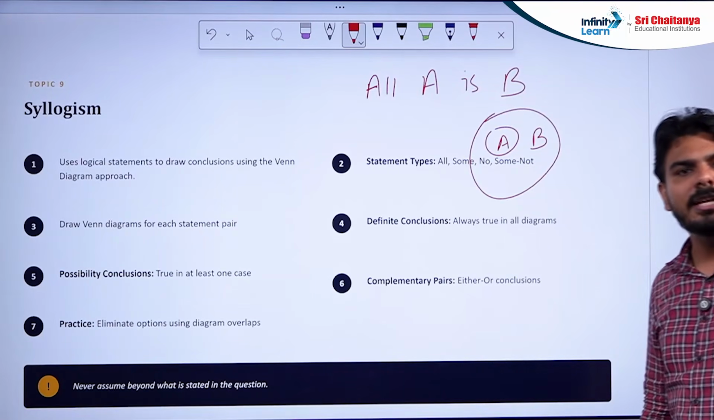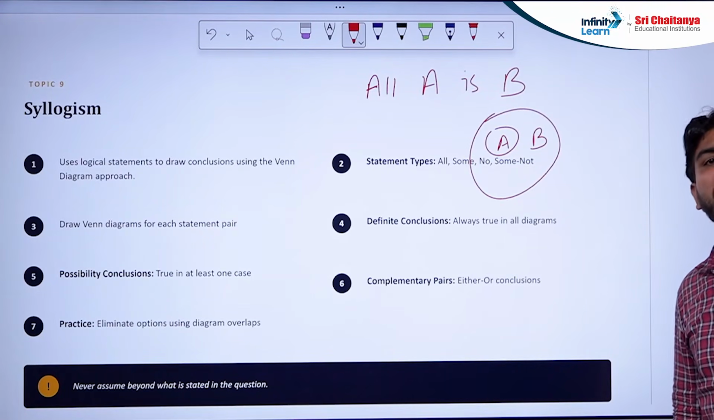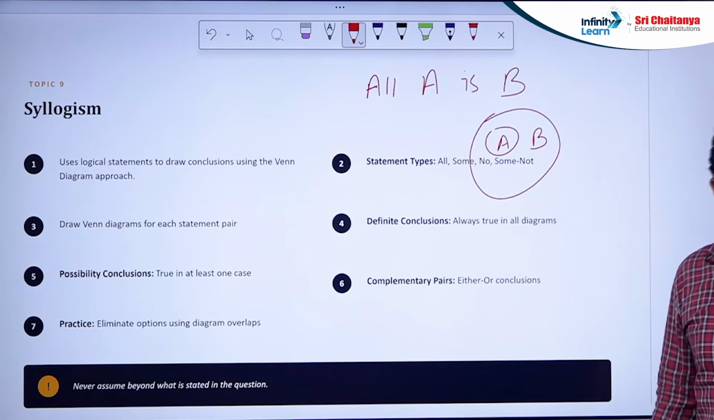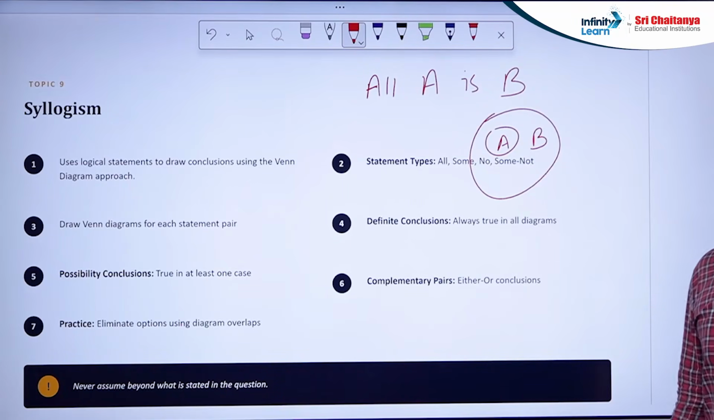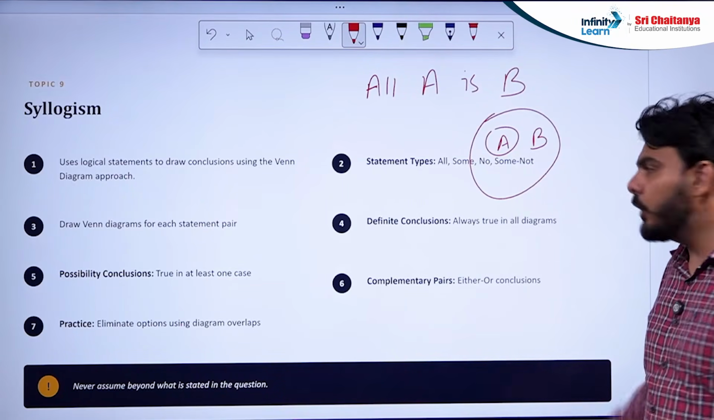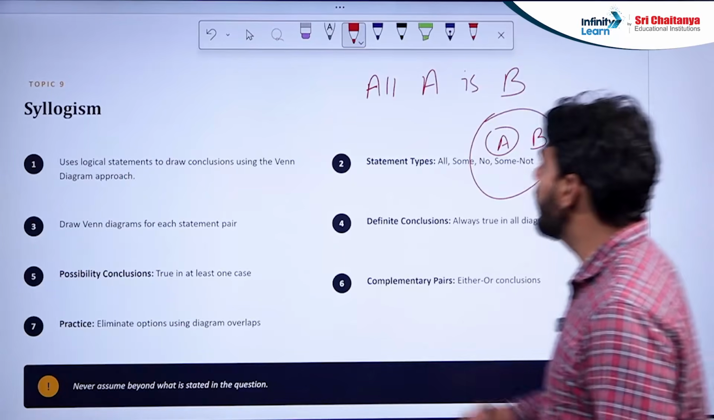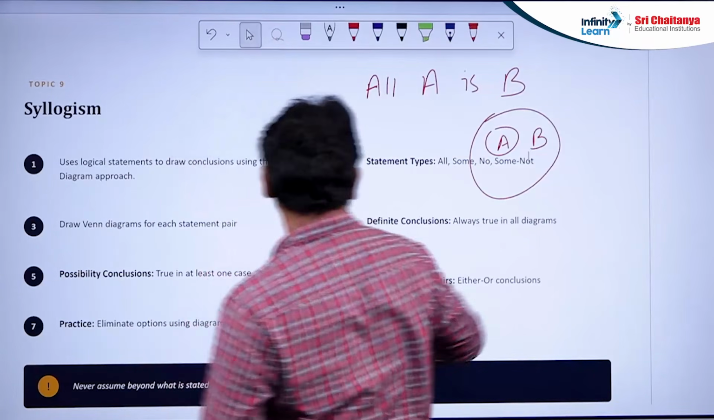We will do this in detail. In all of these, like some A is B, some A is not B, no A is B, we will cover these kinds of things in this chapter. So let us now move on to our next chapter.